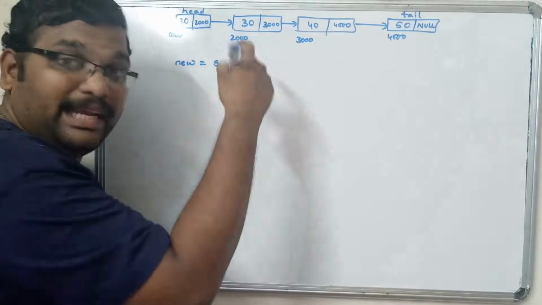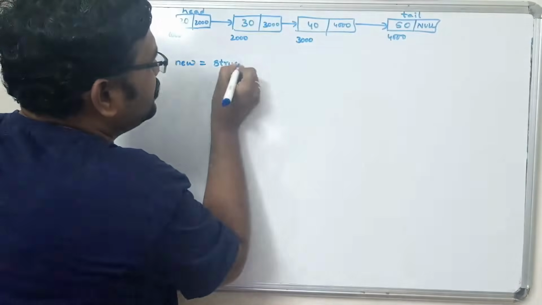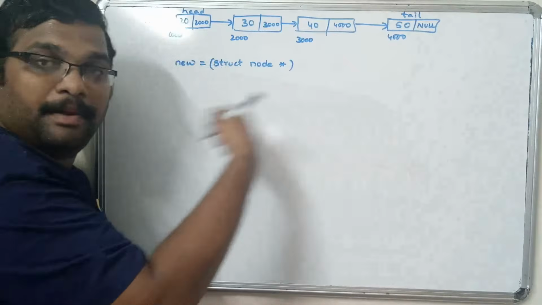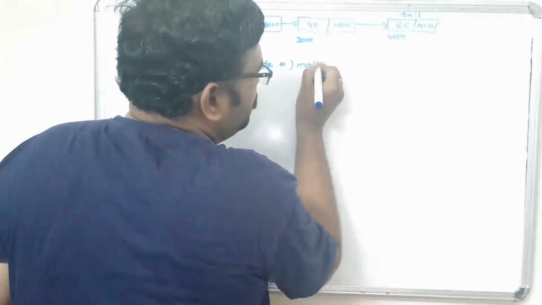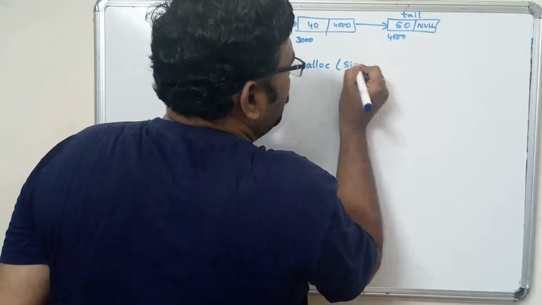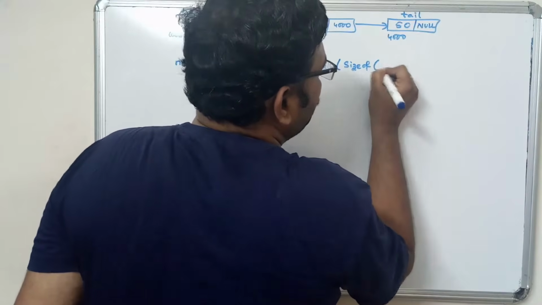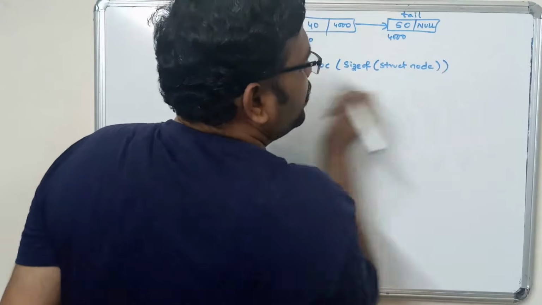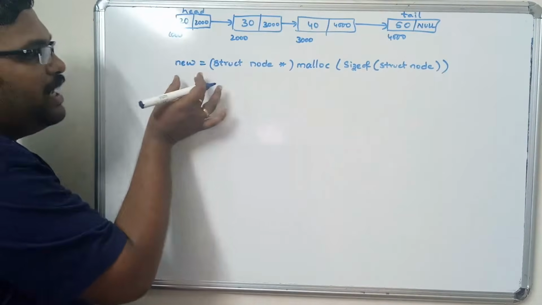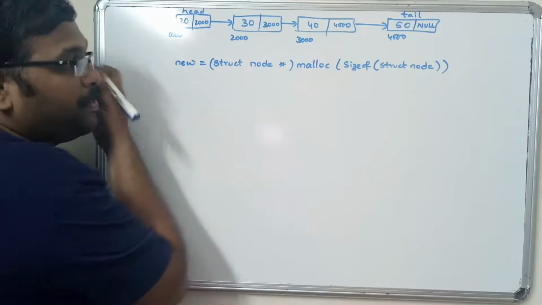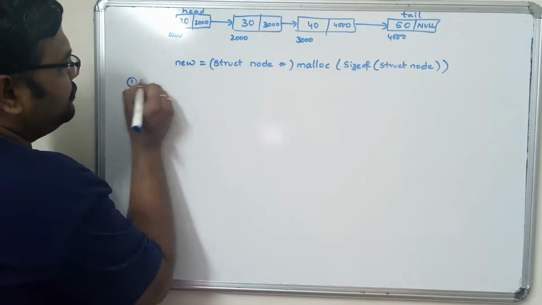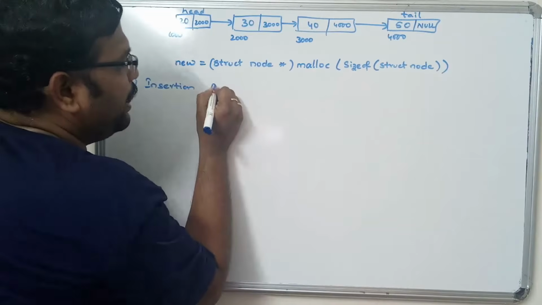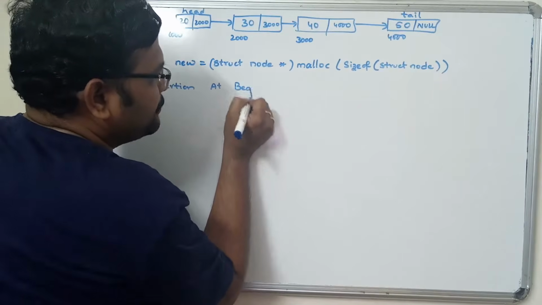So in the three cases, struct node star new is the memory allocation. We use malloc for memory allocation, and we specify the size of struct node, that is, how much memory is to be occupied. That will be allocated to the element new. Now, first, insertion at beginning.